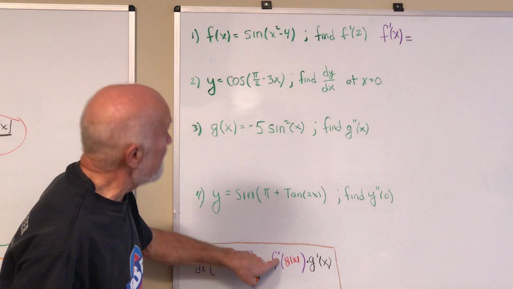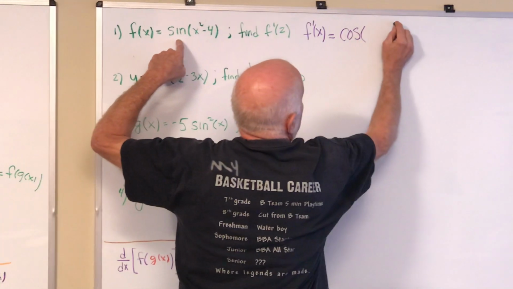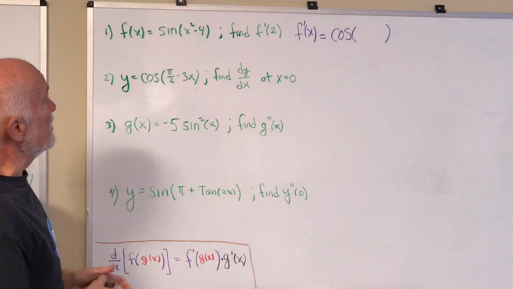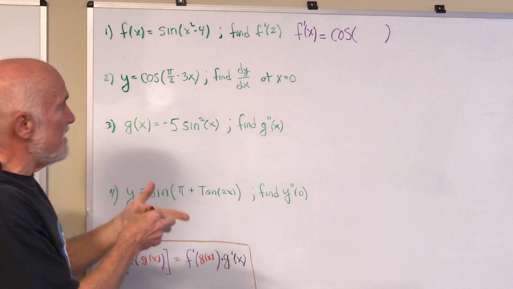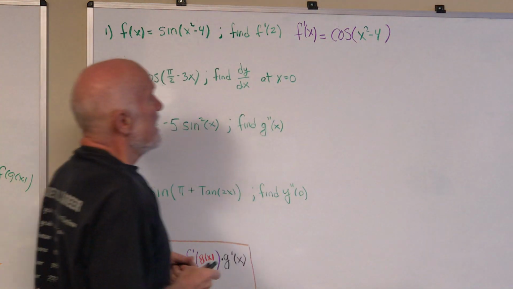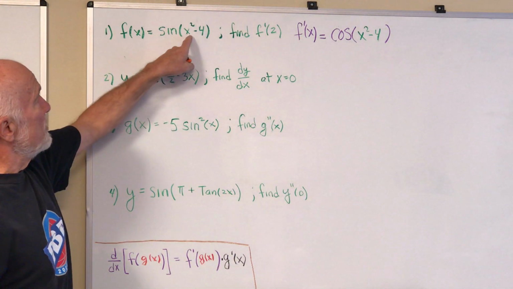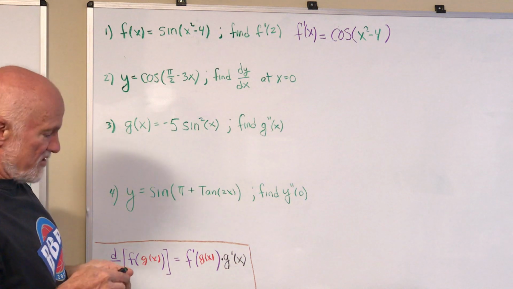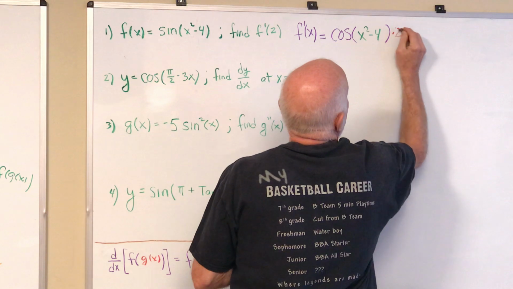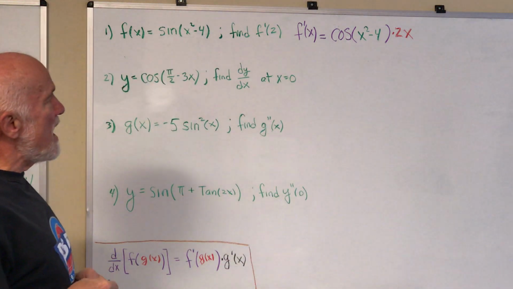Well, let's look at it. It's the derivative of f. The derivative of the sine is the cosine. But it's not of x, it's of g of x. Well, g of x is x squared minus 4. And then the last part of the formula says multiply by g prime of x. Well, the derivative of x squared minus 4 is just 2x. And we've got f prime of x.